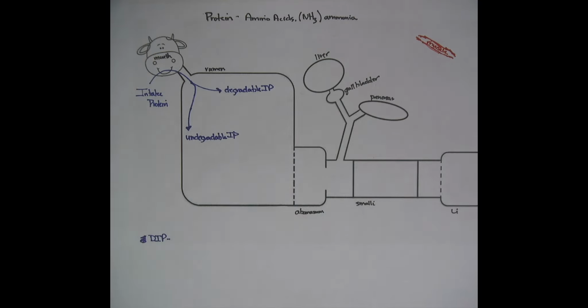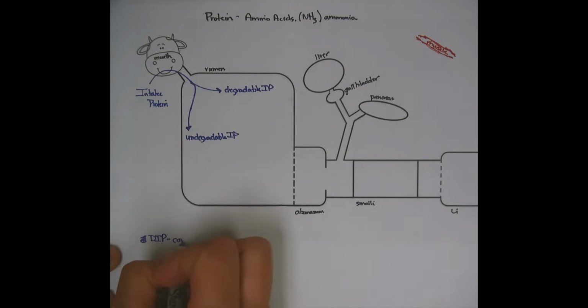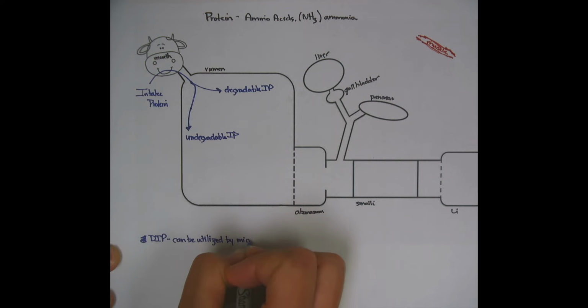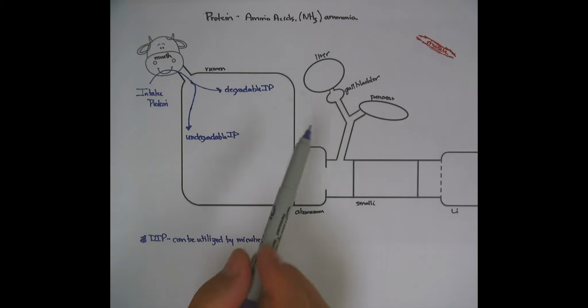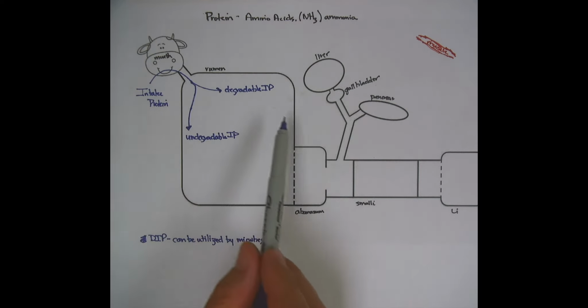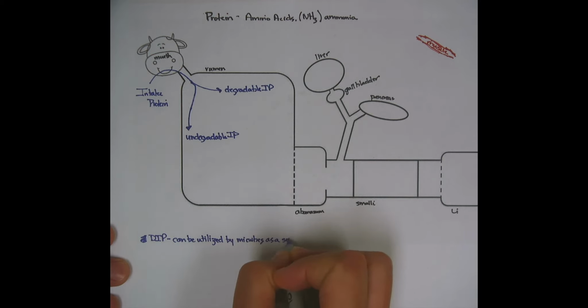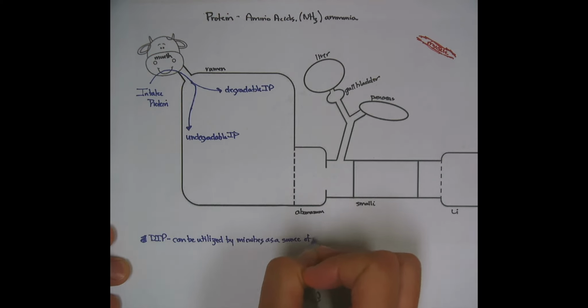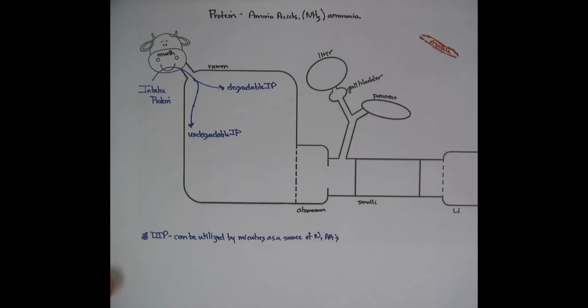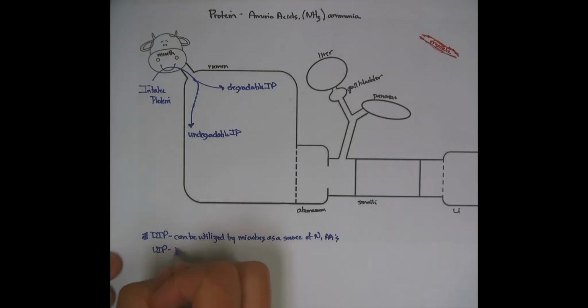Okay, and so degradable intake protein, DIP, can be utilized by microbes. So what that means is the protozoa, the bacteria, and the fungi can use degradable intake protein as a source of nitrogen or amino acids. Okay, UIP is not utilized by microbes.